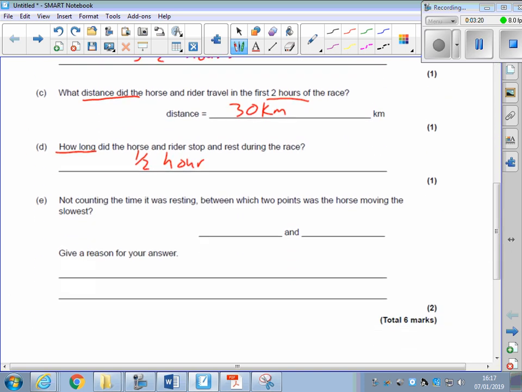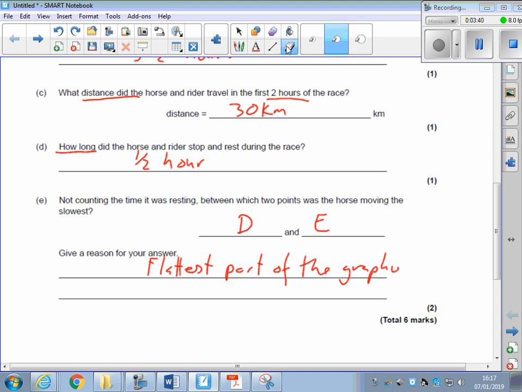So between D and E is the flattest part of the graph. You could say the gradient was the lowest. You could say it is the least steep. You could say it's gone up the least amount per hour. Any of these answers would do. But basically, what you're saying is the gradient is smallest. Okay, and that's how you do that question.